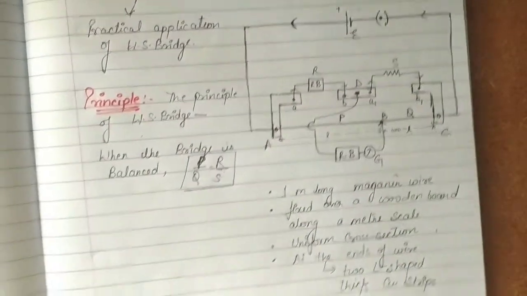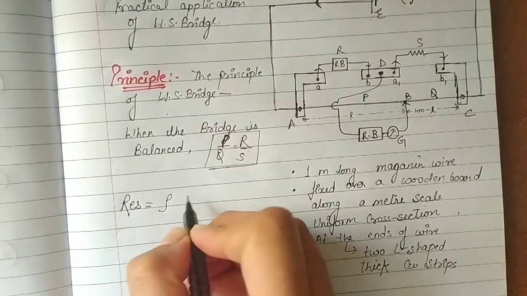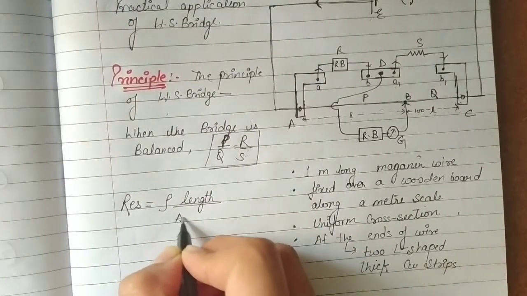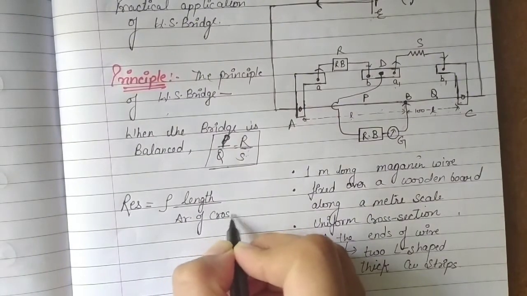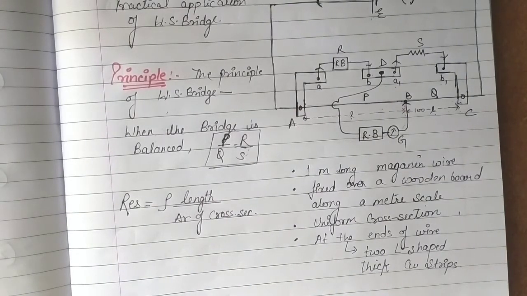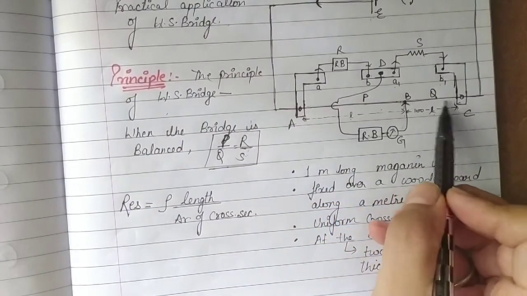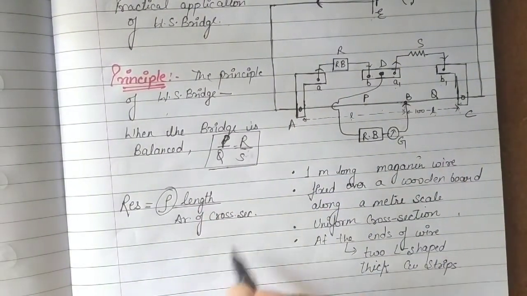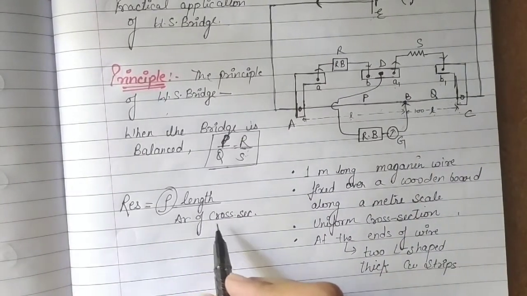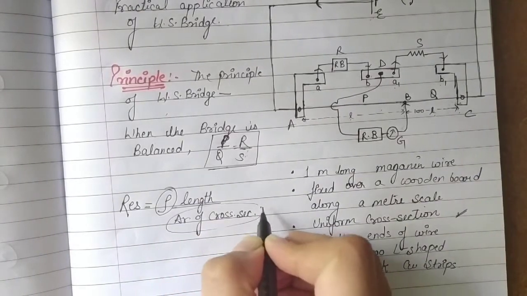Now we know that the resistance is equal to resistivity rho, length L upon area of cross section A, or we know it as resistance is equal to rho L upon A. But in this case, the material of the whole wire is same. That means resistivity will be same in both cases. Also, the wire has uniform cross section. We have already mentioned that the wire has uniform cross section. So this factor is also constant.